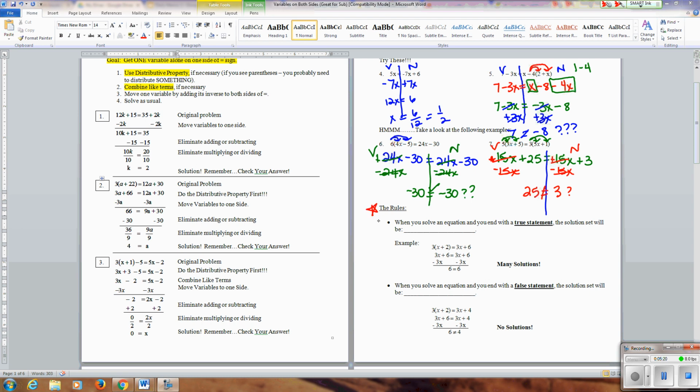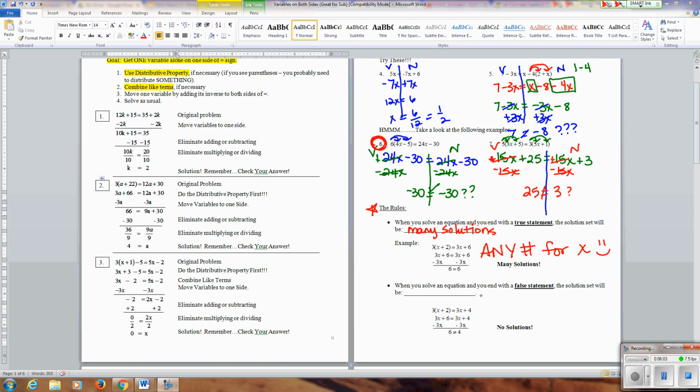So here are the rules. When you solve an equation and you end with a true statement, that means my variables have disappeared. Or I could look up here: 24x minus 30 equals 24x minus 30. Well, that's true. It's exactly the same. Obviously, it's equal. The solution set will be many solutions. What that means is I can pick any number for x, and it will work. Any number for x will work.